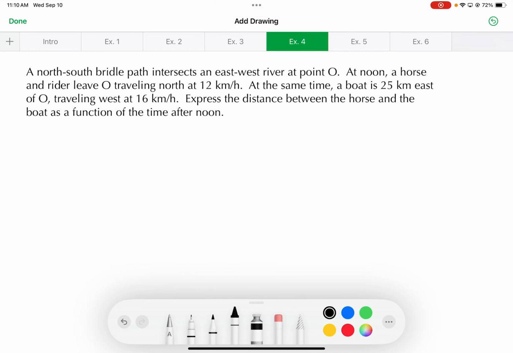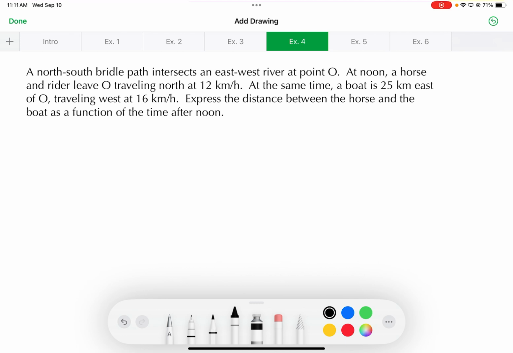Okay, so in this problem, we have a north-south bridle path intersecting an east-west river at point O, which we'll call point O for the origin. It says at noon, a horse and a rider leave O traveling north at 12 kilometers per hour. At the same time, a boat is 25 kilometers east of O, traveling west at 16 kilometers per hour. Express the distance between the horse and the boat as a function of the time after noon. So that's after they leave.